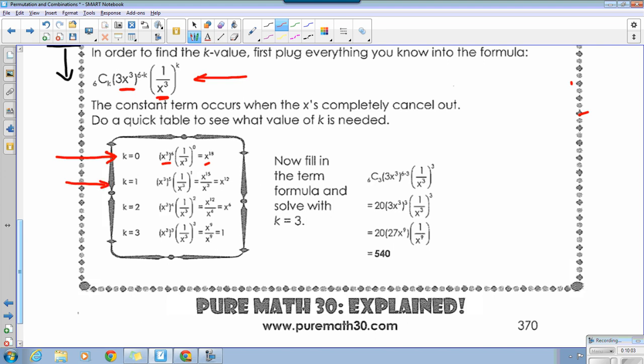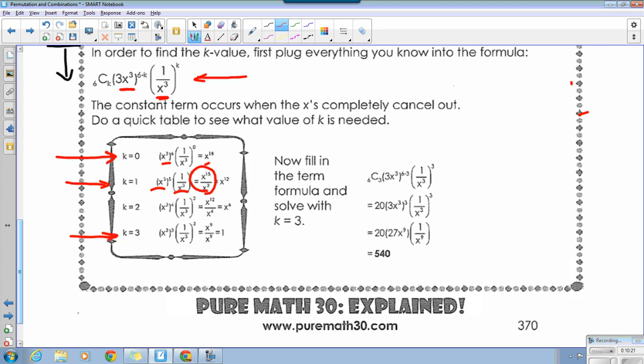K equals 1. He puts a 1 in. He gets this over this thing to the power of 1. There is a simplification going on: x to the 15th over x cubed. Well, that only gives me x to the 12th. It didn't all cancel out. So he keeps trying and trying different values of k.